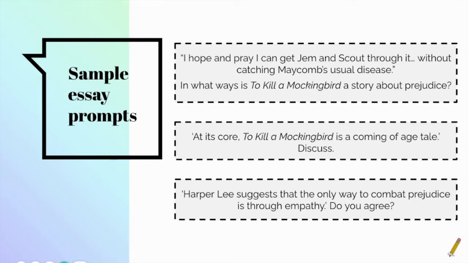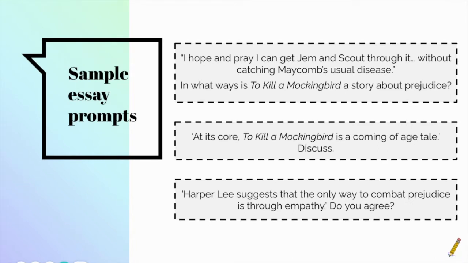The second one is a little bit more of an interesting one. That is not a quote, it's got the single inverted commas, which means it's a statement. 'At its core, To Kill a Mockingbird is a coming of age tale.' Discuss. So that's an interesting one. Do you agree that To Kill a Mockingbird at its core is a story about coming of age and growing up, or do you disagree, or are you somewhere in the middle?